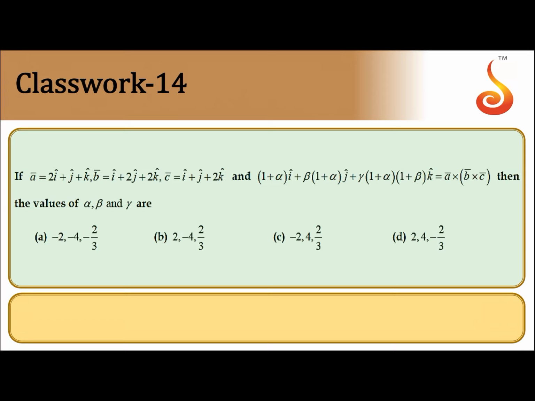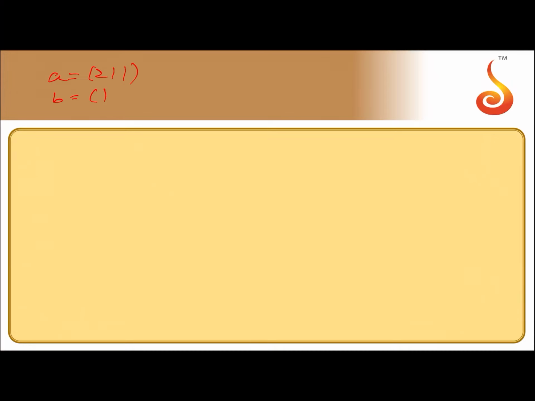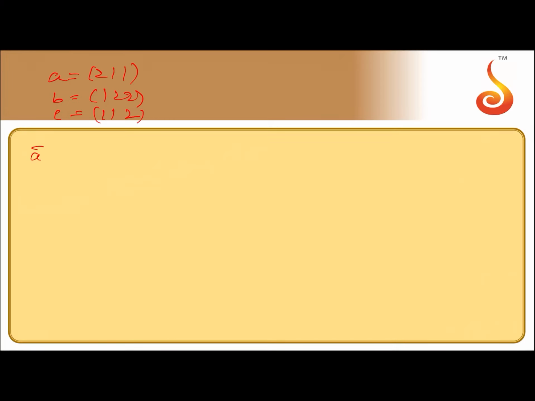Coming to the next one. You are given ABC vectors and you're asked to calculate the values of alpha, beta, gamma with respect to the condition. Let me evaluate: A cross B cross C. You are given that A is equal to 2, 1, 1, B is equal to 1, 2, 2, and C is equal to 1, 1, 2. And you're asked to calculate A cross B cross C.